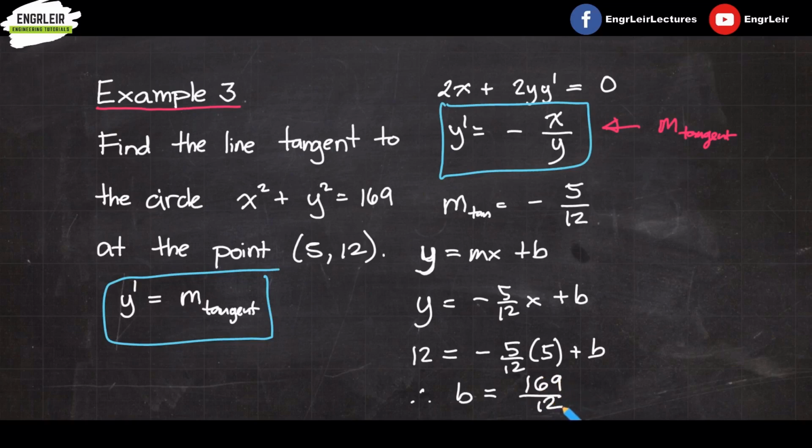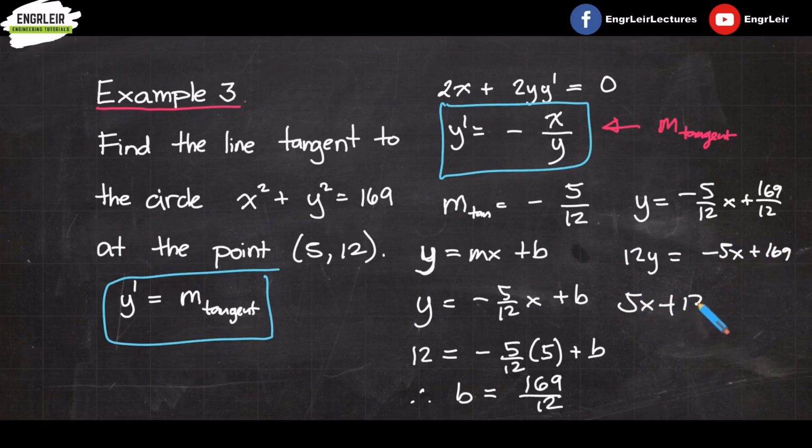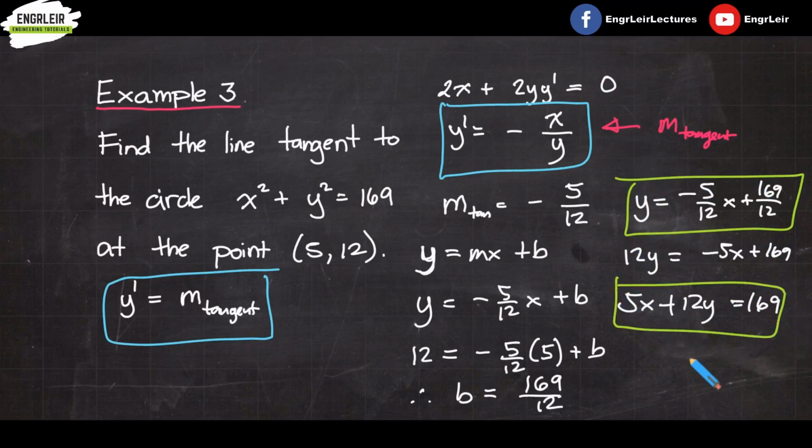169 over 12. So our tangent line will have the equation y is equal to negative 5 over 12 x plus 169 over 12, or if you want it in general form, that would be 12y is equal to negative 5x plus 169, or 5x plus 12y is equal to 169. So either of these would be the equation of our tangent line.